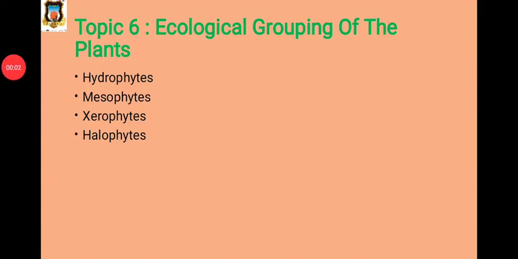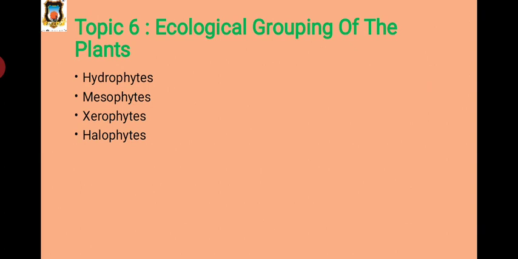Hello students. Today's lecture we will start the next topic, ecological grouping of plants. Firstly, what is meant by ecological group? The surrounding environment in which an organism lives is called the habitat of that particular organism.